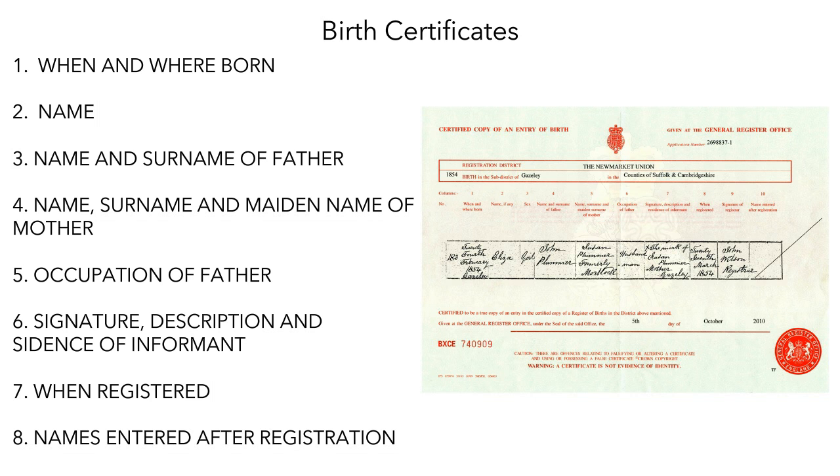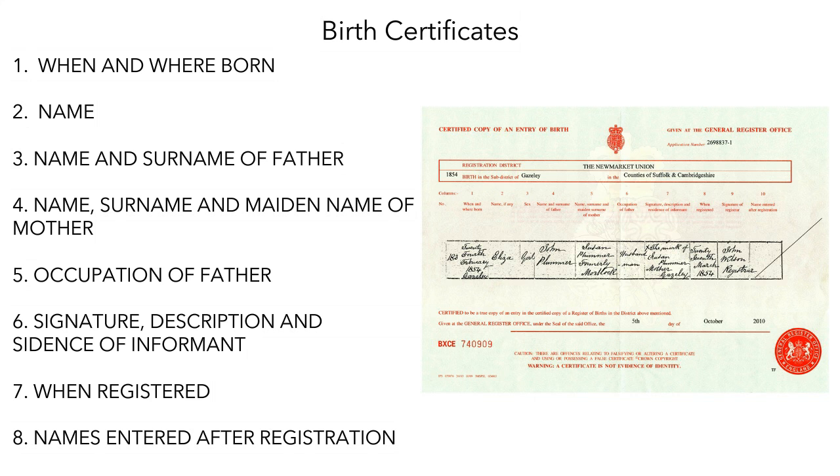Next is the occupation of the father. Again, that's just really interesting because it will give you an idea of your ancestors' social standing, where they fitted into the class system, and also how they spent their day-to-day lives. And then after that, it will be a signature, description, and the residence of the informant. In most cases, this will be one of the parents, but in other cases, it could be a grandparent or a close relative. A certificate from the GRO will actually not show the signature.